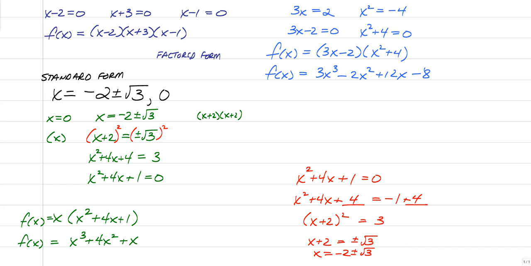The other thing you can do is type your equation into the graphing calculator and see where the x-intercepts are. Now these are obviously going to be decimals, so you can see if your answer matches the decimal representation of negative 2 plus the square root of 3 and negative 2 minus the square root of 3. So really it's up to you.